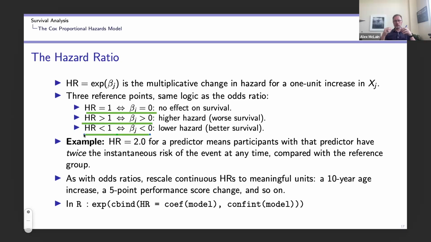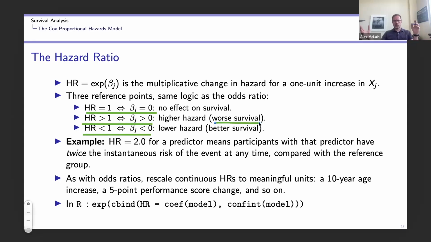For example, if we get a hazard ratio equal to 2 for a predictor, that means that participants with that predictor have twice the instantaneous rate of failure at any time point compared to the reference group. As with odds ratios, we commonly want to rescale these hazard ratios to meaningful units. So a 10-year increase in age, a 5-point performance change, and so on and so forth. So hazard ratios are going to relate our coefficients to the rate of failure. Now, a higher hazard rate, worse survival.